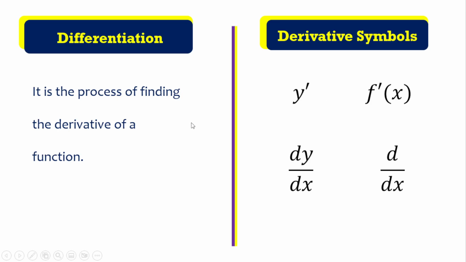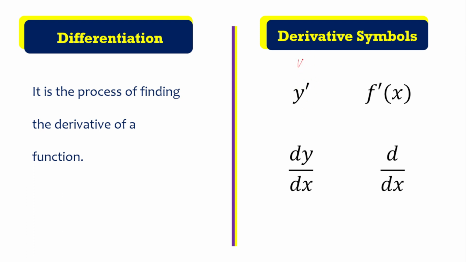So let's start with the definition. Again, recall the definition of differentiation. It is a process. It is the process of finding the derivative of a function. Again, here are the different commonly used derivative symbols. We have y prime.